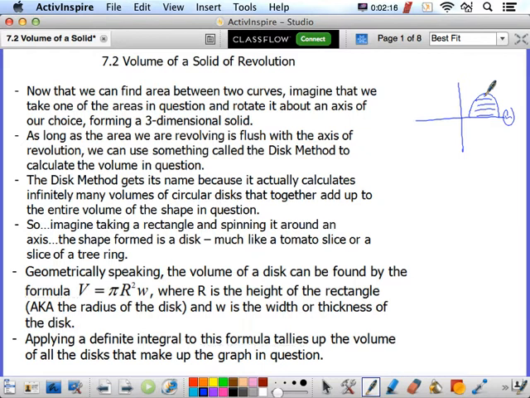So imagine taking a rectangle and spinning it around an axis. The shape forms a disc much like a tomato slice or a slice of a tree ring. Geometrically speaking, the volume of a disc can be found with the formula V equals, and this is going to be the important one, pi r squared w, where r is the height of the rectangle, also known as the radius of the disc, and w is the width or thickness of the disc. Then applying a definite integral to this formula tallies up the volume of all the discs that make up the graph in question. I know that sounds really abstract, but once you see it a couple of times, it's not too bad.